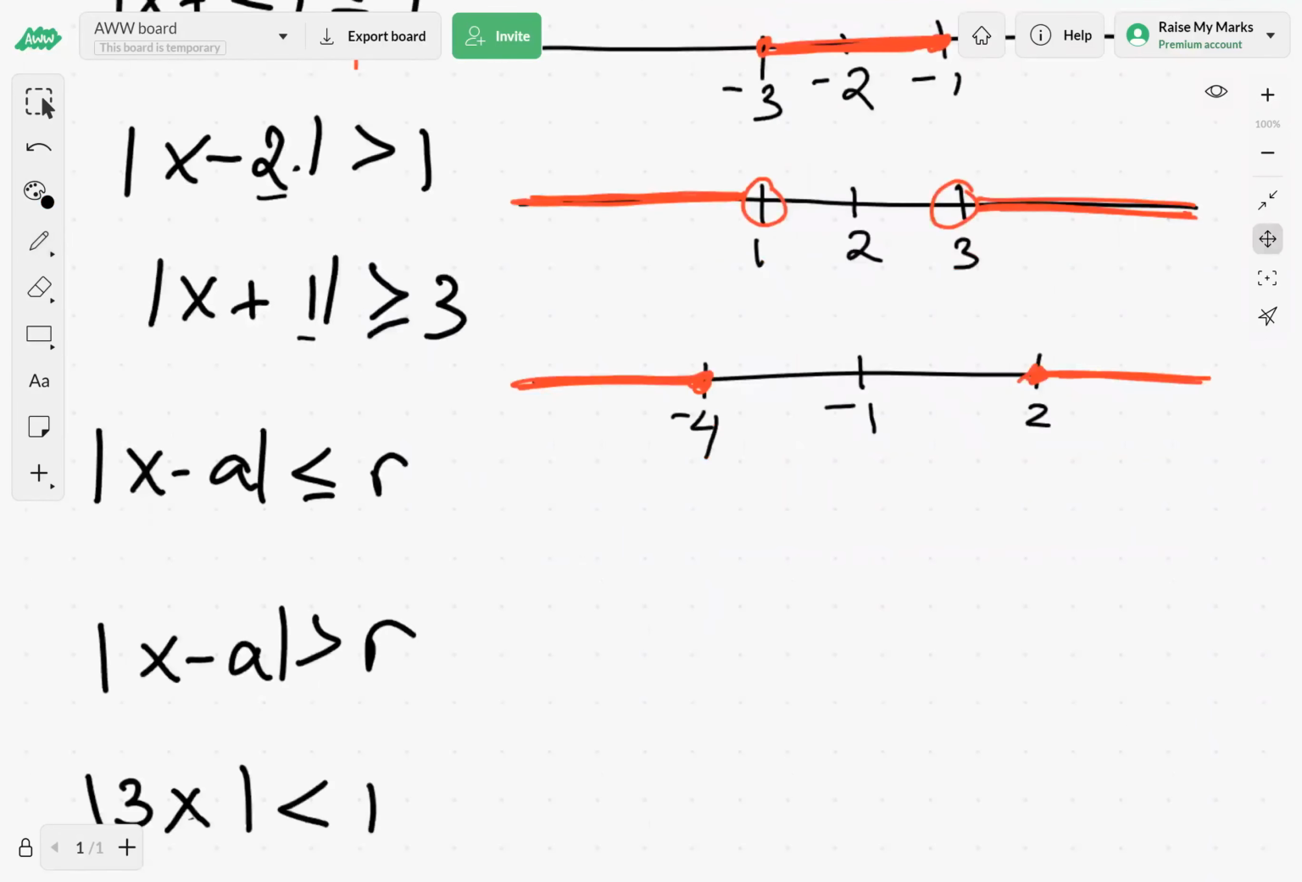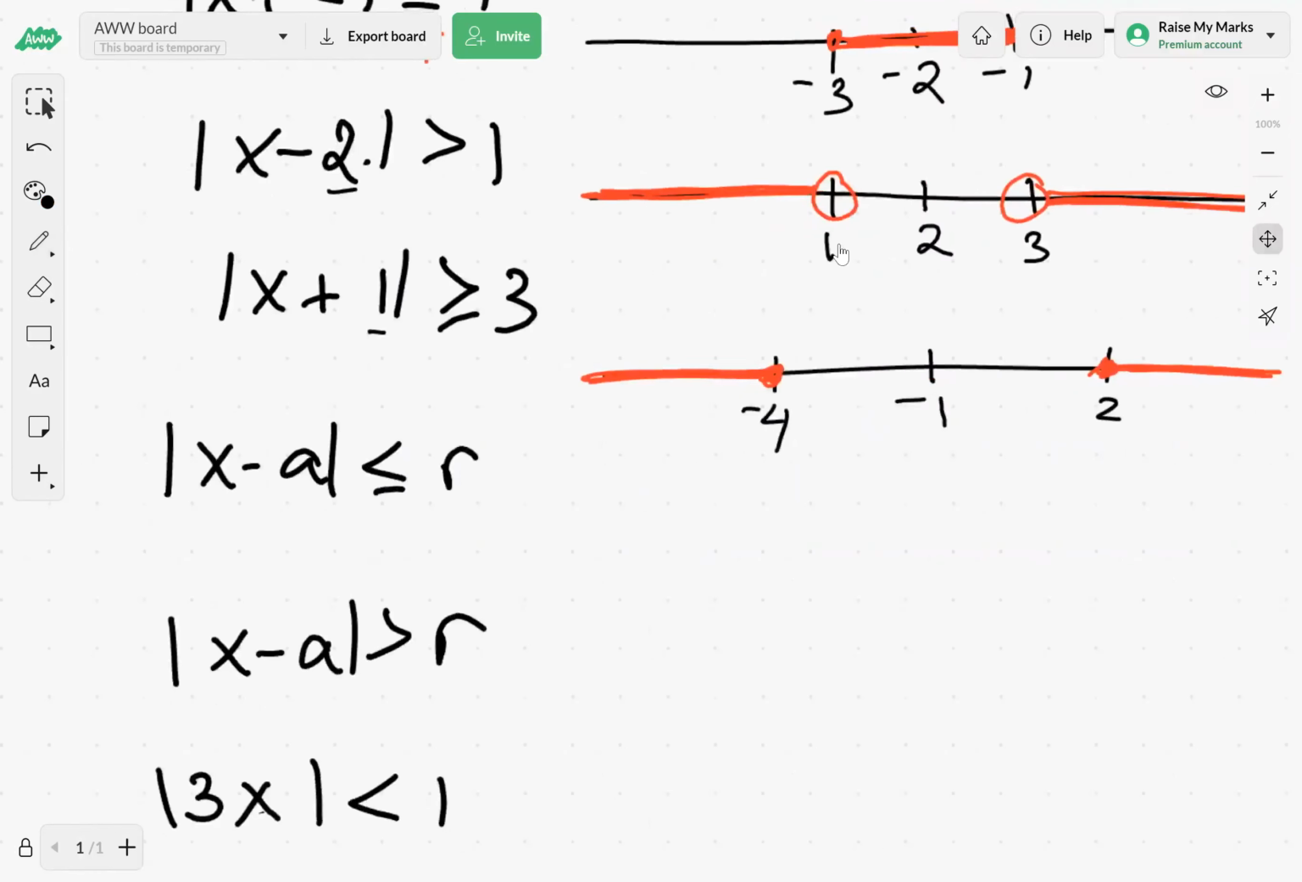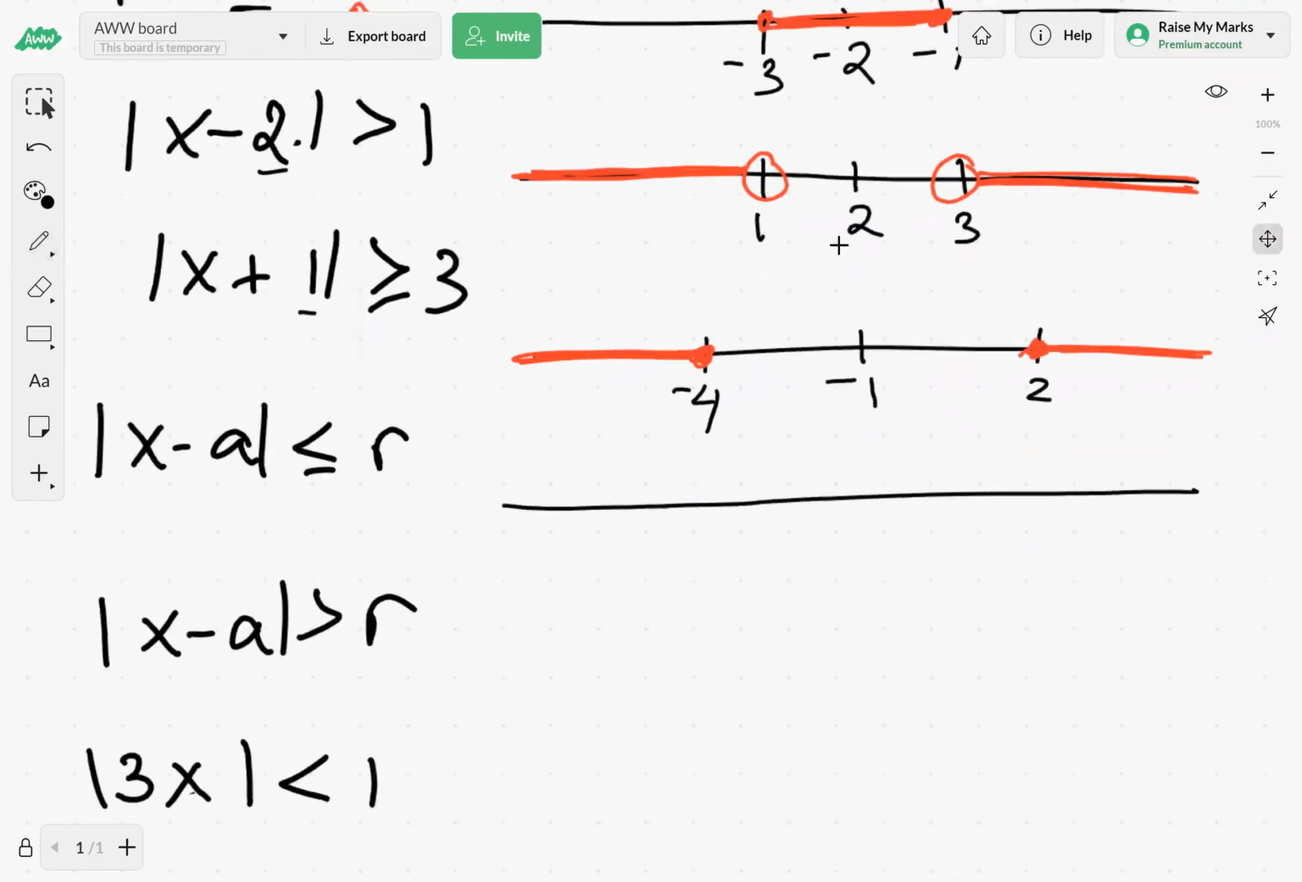Now, in general, if we have a center point of A, so we're going to assume A is a number greater than 0. Our number line is going to be centered at A. Our radius, say, is R, so we're going to go R units up from A and R units down from A. We have an inequality, so less than or equal to, so we include the endpoints. And since it is less than or equal to, we look at all the points between A minus R and A plus R.